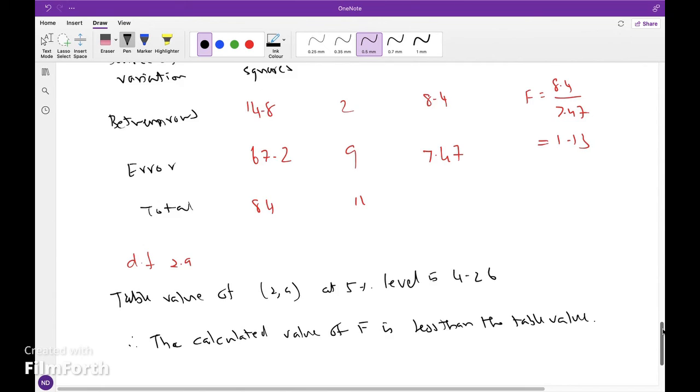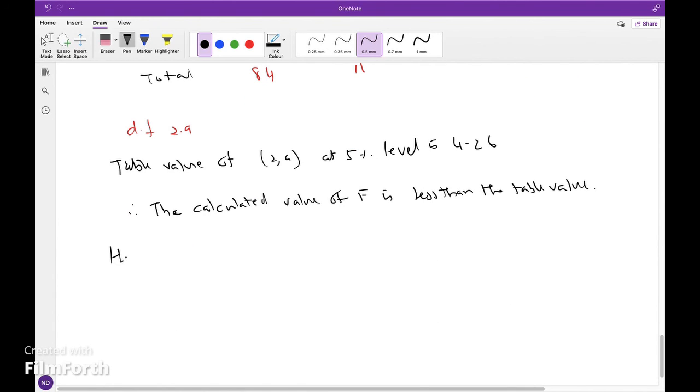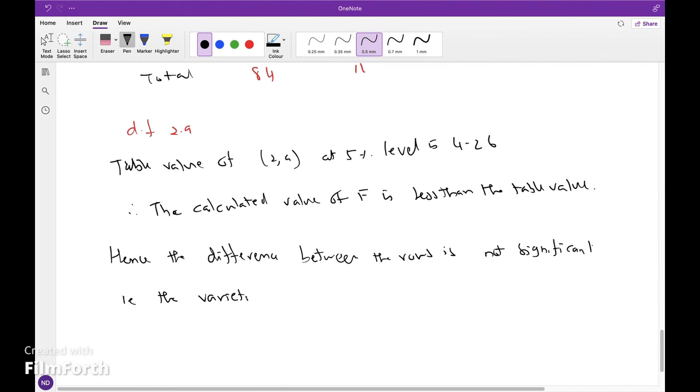Hence, the difference between rows is not significant. That is, the varieties' effects are the same.